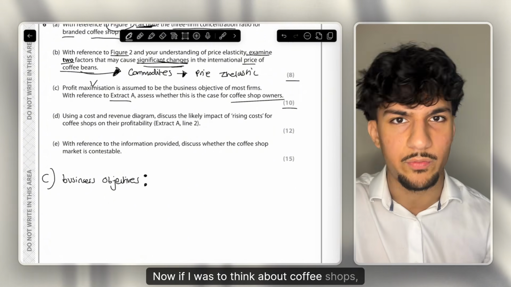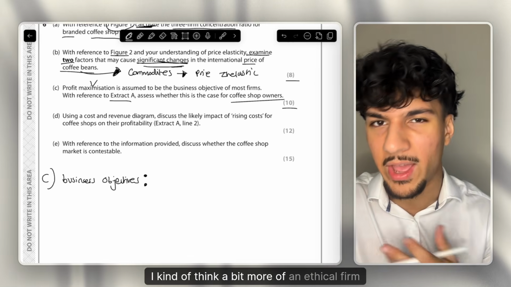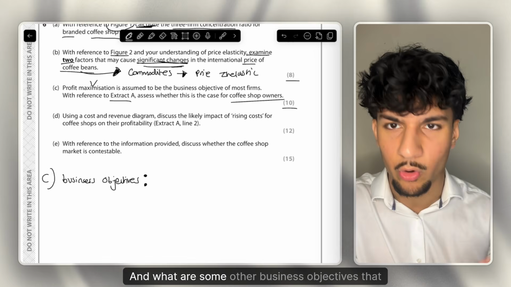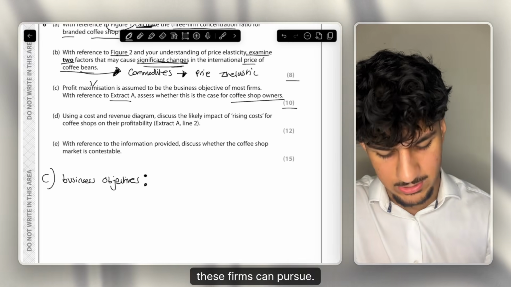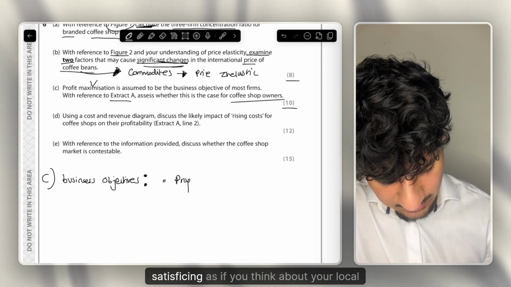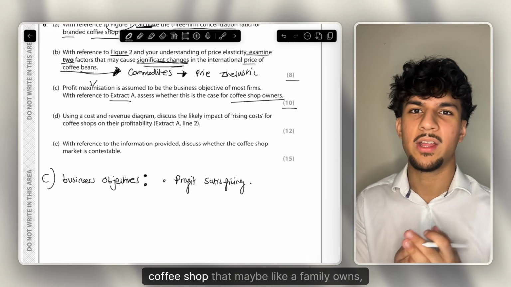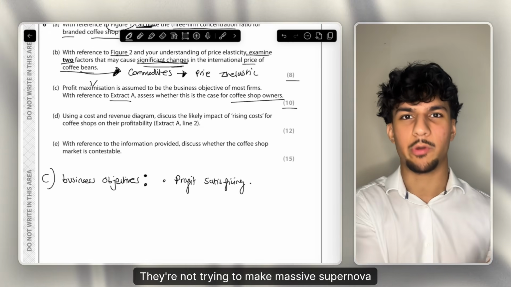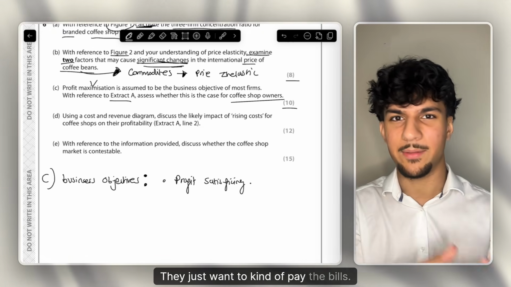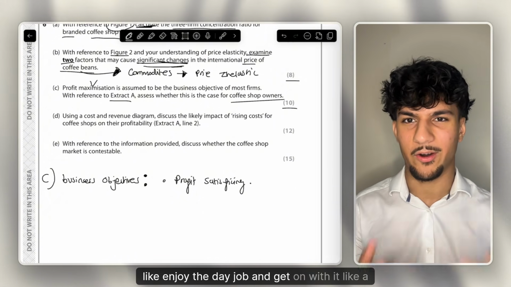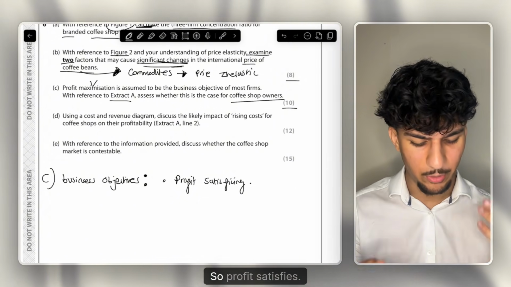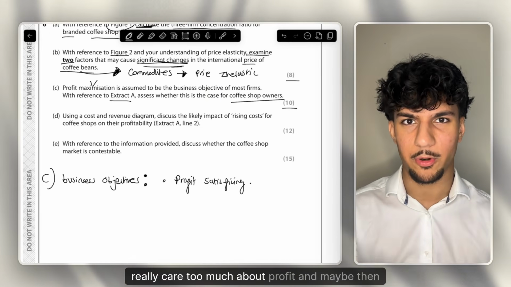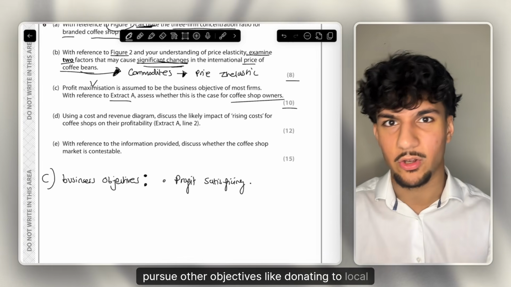Now, if I was to think about coffee shops, I think a bit more of an ethical firm maybe, since a lot of them care about general ethics. And what are some other business objectives that these firms can pursue? I'm thinking along the lines of profit satisficing. If you think about your local coffee shop that a family owns, they're not exactly trying to be Amazon, they're not trying to make massive super profits and live in mansions, they just want to pay their bills, enjoy the day job and get on with it, like a nice little shop. So profit satisficing, they'll make a certain amount of profit just to keep their firm running, and then not really care too much about profit, and maybe then pursue other objectives like donating to local charities, etc.